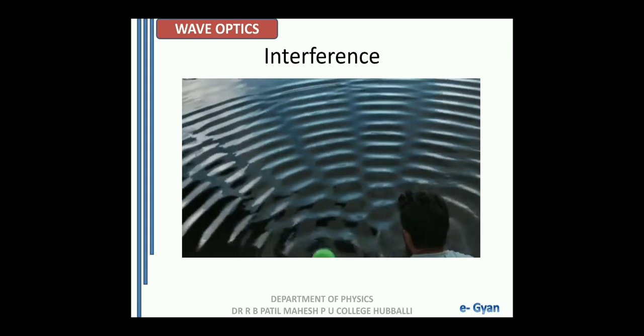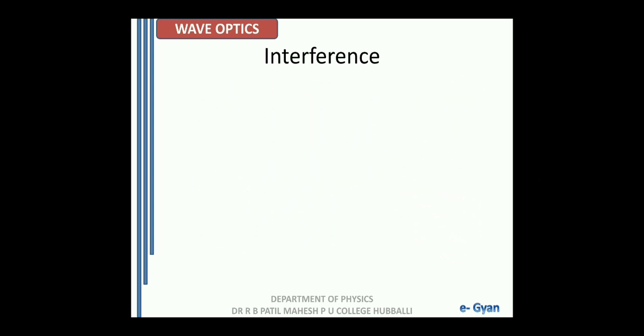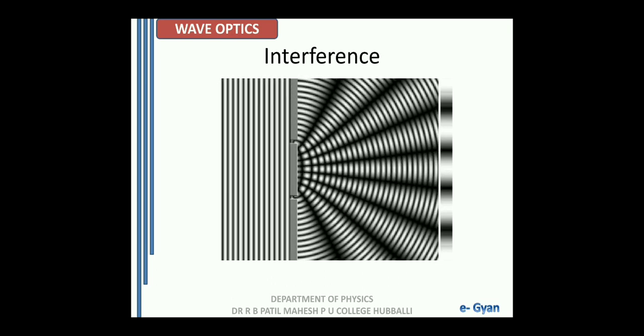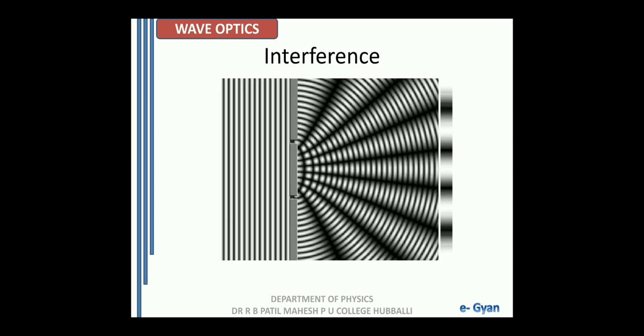Now, similarly, in case of light, if we have plane waves incident on two slits or two pinholes, the wavefronts from the slits or the pinholes will combine to produce alternating bright and dark fringes. If you see here, this is the interference pattern of light, and if you compare, it is very much the same as what we got on the surface of water.